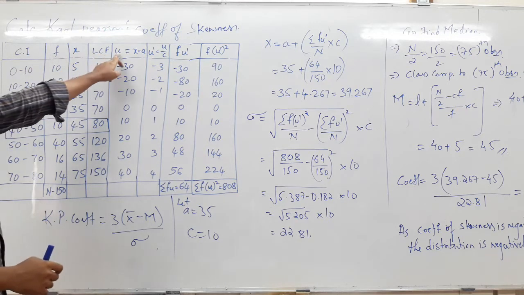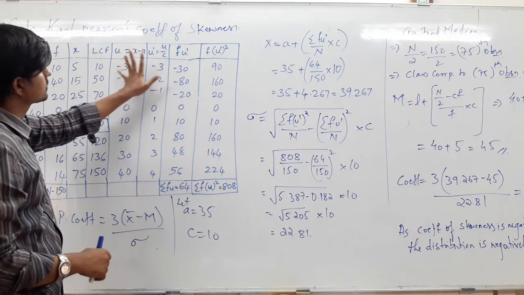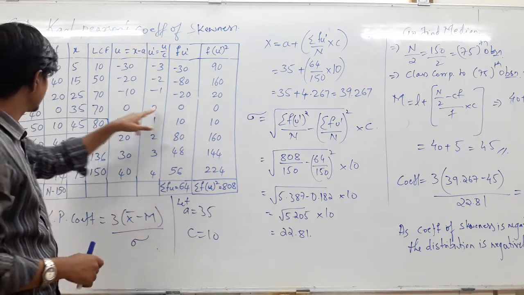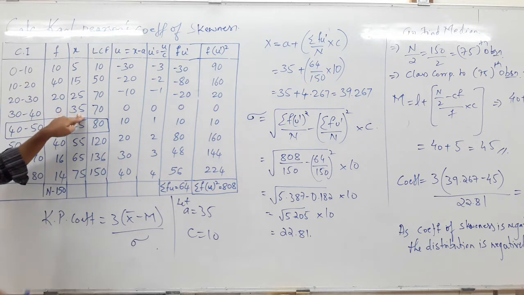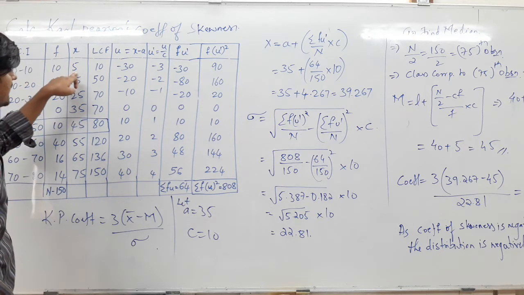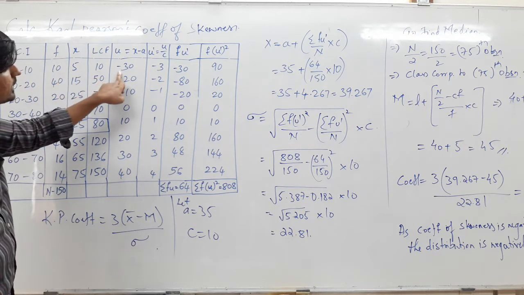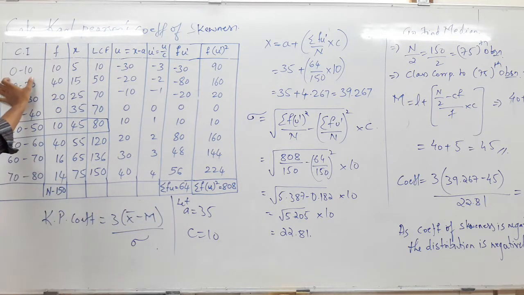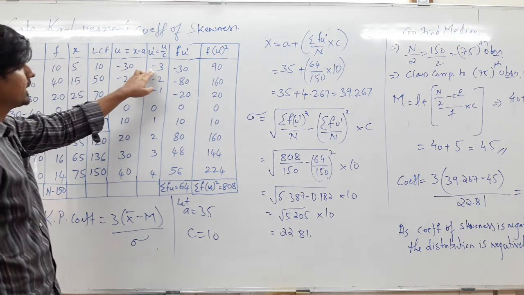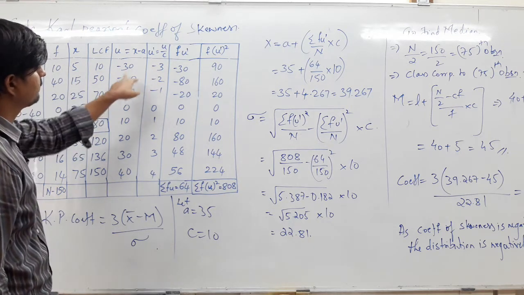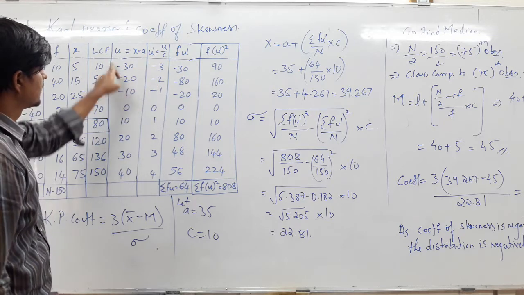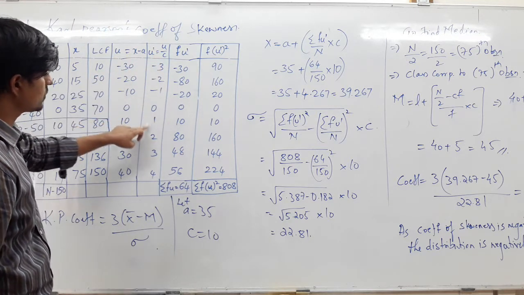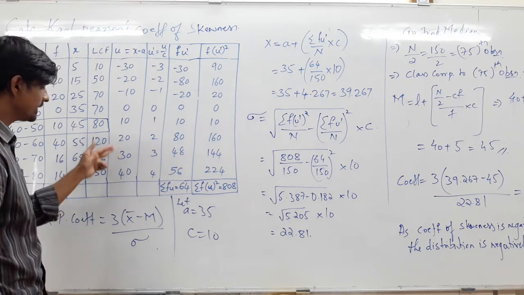Next is u, or you can club these two and directly write it as u dash. We have taken A equals 35. If A is 35, then 5 minus 35 is minus 30, divided by 10. Why 10? The class interval size is 10. So it will be minus 3. Minus 20 divided by 10 is minus 2. Here, minus 10 divided by 10 is minus 1. Similarly 0, 1, 2, 3, 4 for 20, 30 and 40.